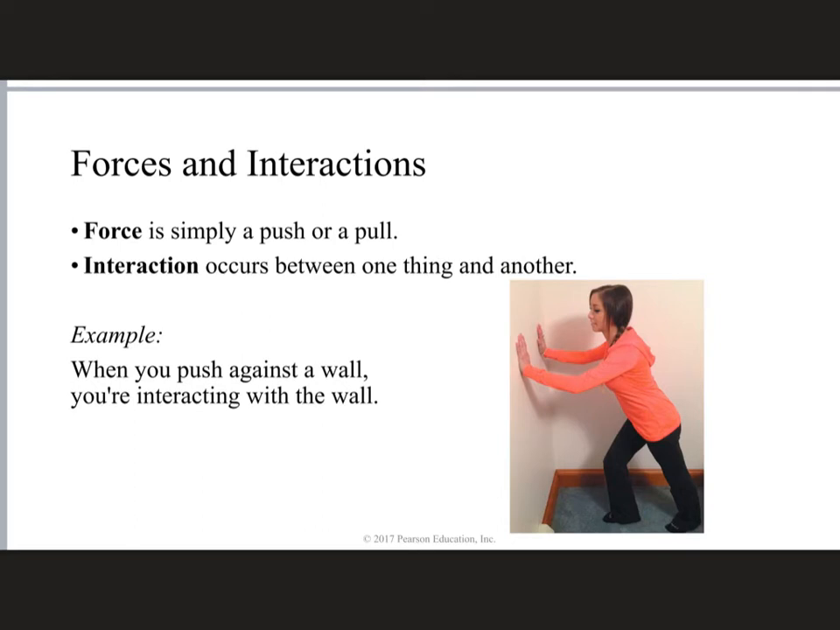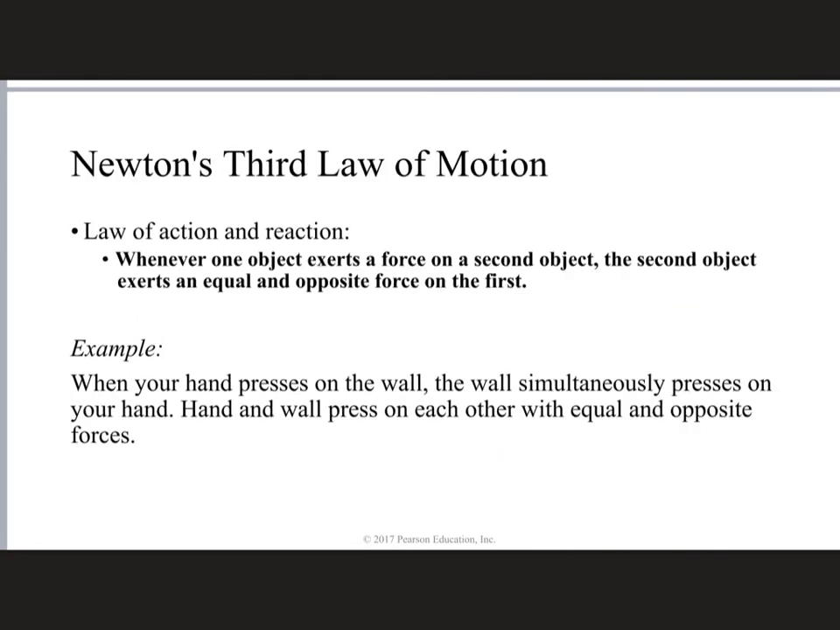And when you apply a force to something, that means there has to be some interaction. So an interaction occurs between one thing and another. So here's an example. When you push against a wall, you're interacting with the wall. And it turns out, we're going to see, the wall pushes back. So here we can define Newton's third law of motion, which is sometimes called the law of action and reaction. Whenever one object exerts a force on a second object, the second object exerts an equal and opposite force on the first. So here's an example. When your hand presses against the wall, the wall simultaneously presses against your hand. The hand and wall press on each other with equal and opposite forces.